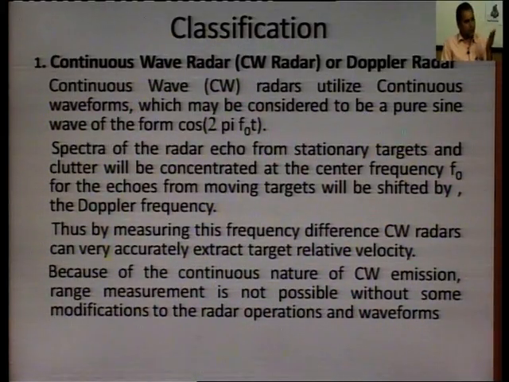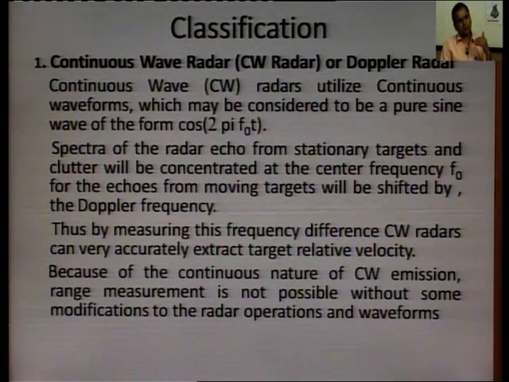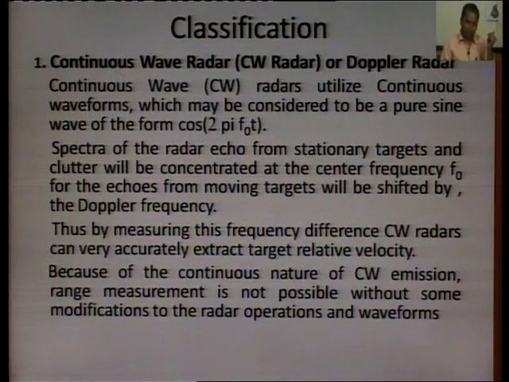So, if the target is approaching the transmitter, then it will be the plus sign, and the Doppler frequency shift will be some added frequency to the transmitted frequency. If it is receding or moving away from the antenna, then that will bear a negative sign, and the received frequency will be somewhat less than the transmitted frequency.